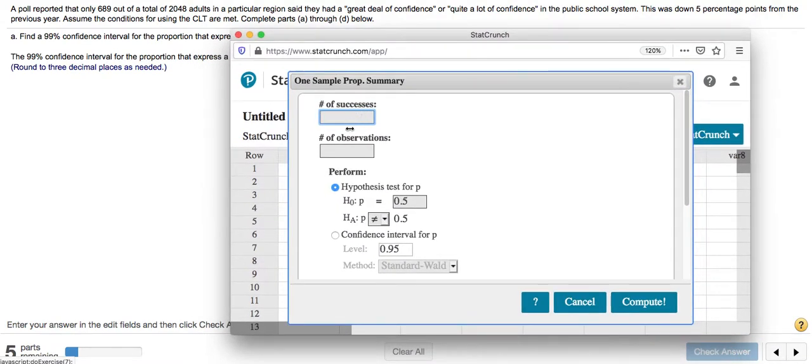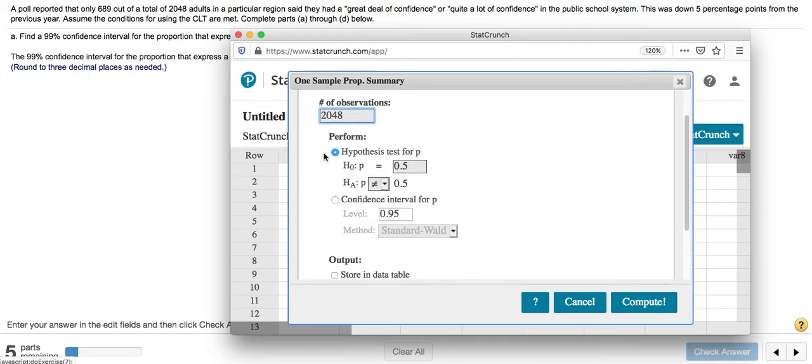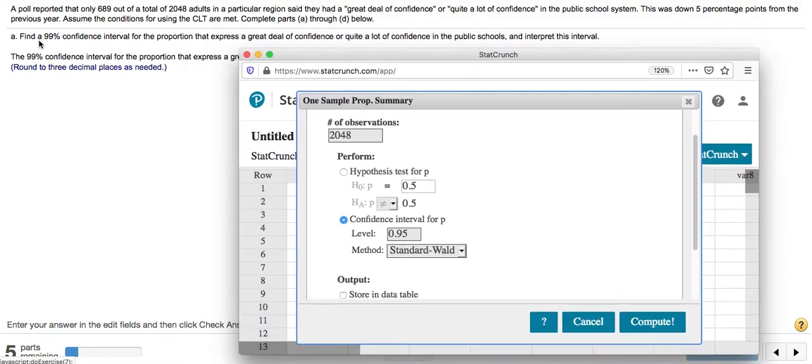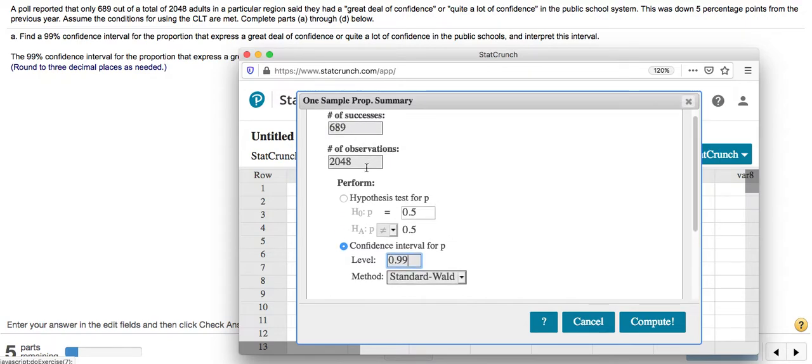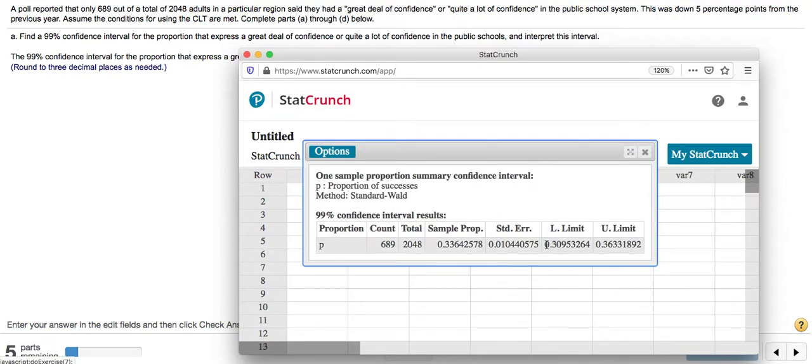All we have to do is enter the correct information here, and then StatCrunch will give us the confidence interval. Number of successes is going to be the people who said they had a great deal of confidence or quite a lot of confidence. That is 689 out of a total of 2,048 observations. If you scroll down, we're not doing a hypothesis test, but we want to select confidence interval. And we're asked to find a 99% confidence interval, so the level of confidence is 0.99, which represents 99%. If I click compute, it gives me the information I want over here.